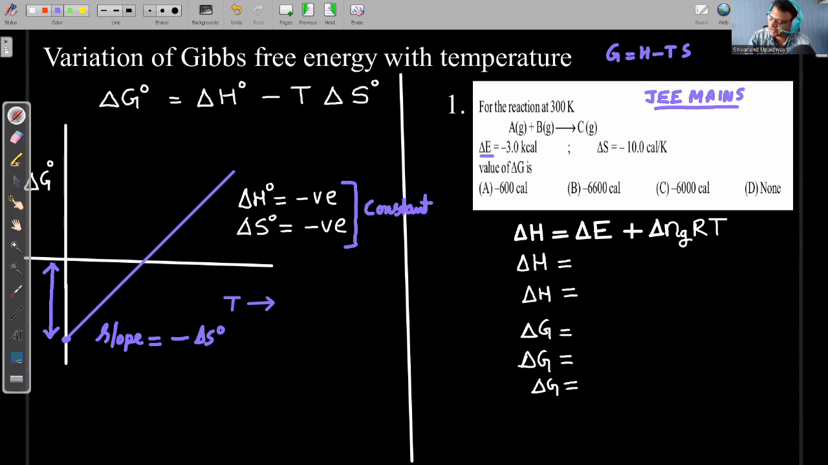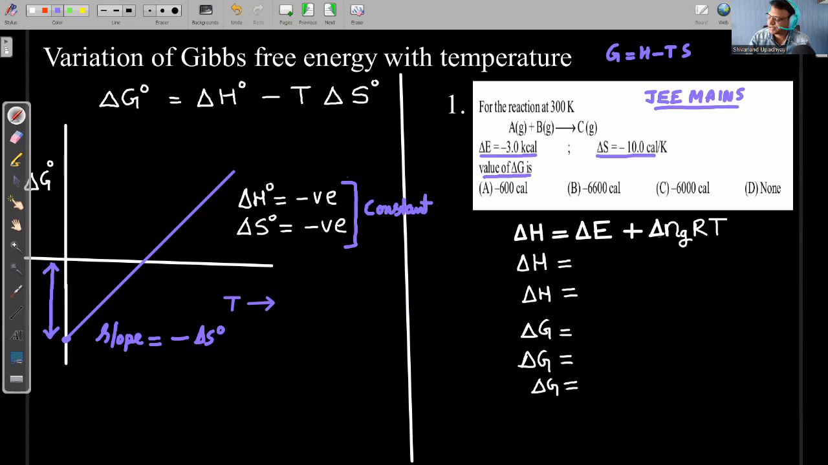Change in internal energy of this reaction is given. Entropy change is given, and they are asking what is the value of delta G naught, delta G of the reaction. So the first thing is we have to use the relation between delta H and delta U or delta E for a chemical reaction. So using that relation, I can calculate the value of delta H.